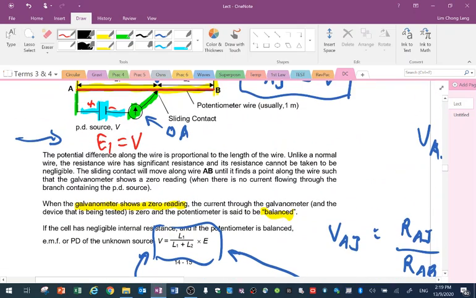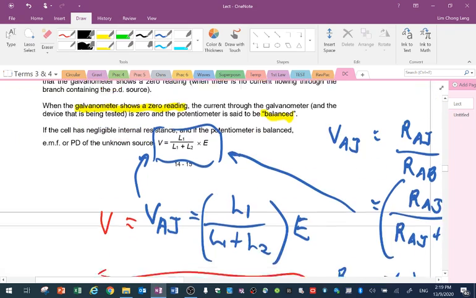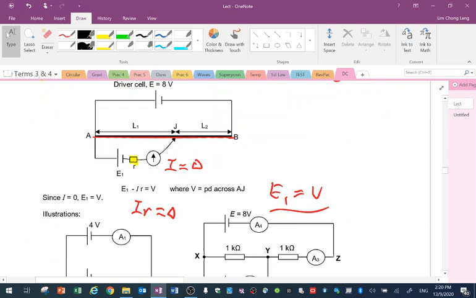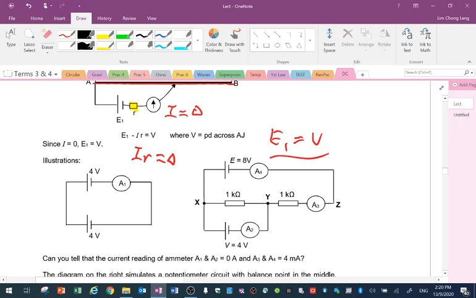E1 is equal to V when there's a balance point, because IR is equal to zero. Okay. Now I have an illustration here. Suppose I have two 4-volt batteries connected in this way, such that the two potentials oppose each other. The positive is connected to positive, and the negative is facing the other direction.